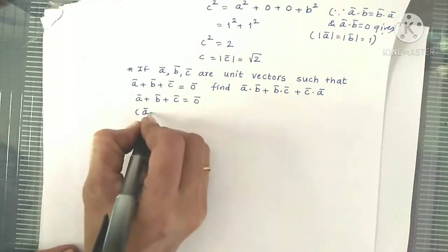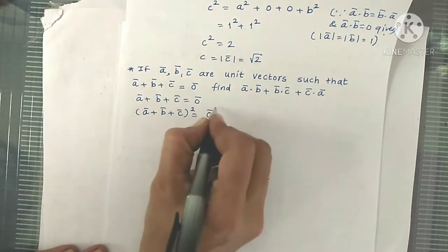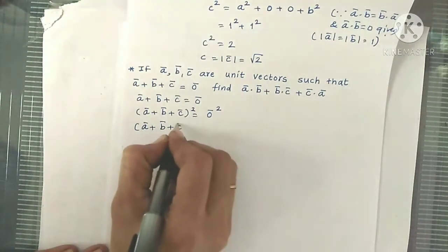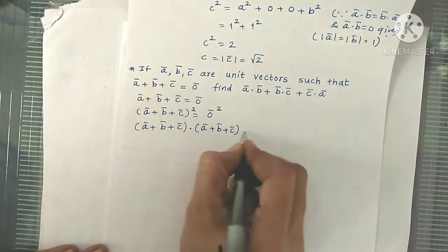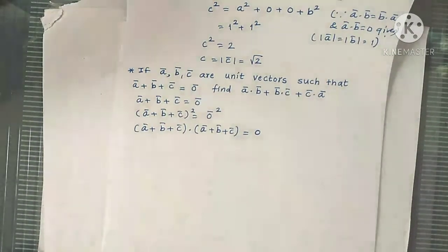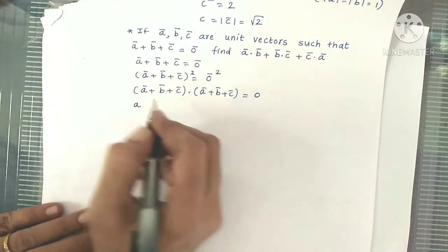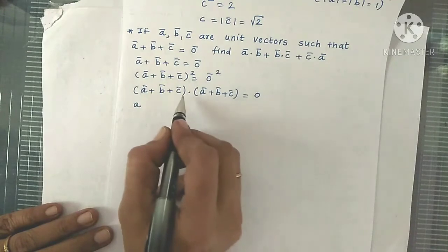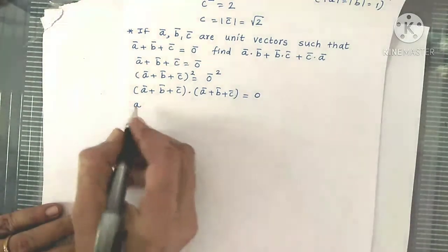So squaring this, we get a bar plus b bar plus c bar square equal to 0 bar square. So a bar plus b bar plus c bar dot a bar plus b bar plus c bar. 0 bar square is the magnitude of 0 bar square, but the magnitude of 0 bar is 0, so that is 0. Now let's write the expansion. First let's write the dot product of a bar with all the three vectors, then the dot product of b bar with all the three vectors, and then the dot product of c bar with all the three vectors. So we will be having 9 terms in the expansion.